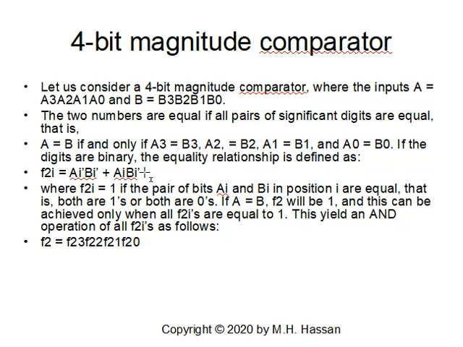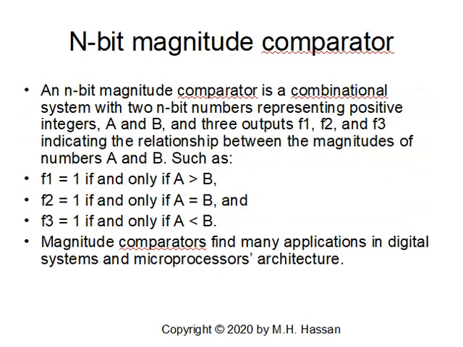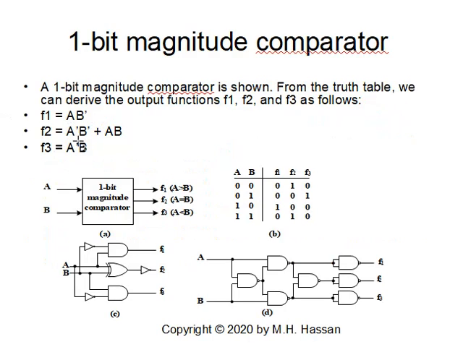The equality relation, F2i in general, is Ai prime Bi prime, or AiBi. This came from this equation, really: F2 is equal to A prime B prime, or AB. Now, when we have multiple digits in A and multiple digits in B, F2i will be Ai prime Bi prime, or AiBi. So it is a generalization of this equation.